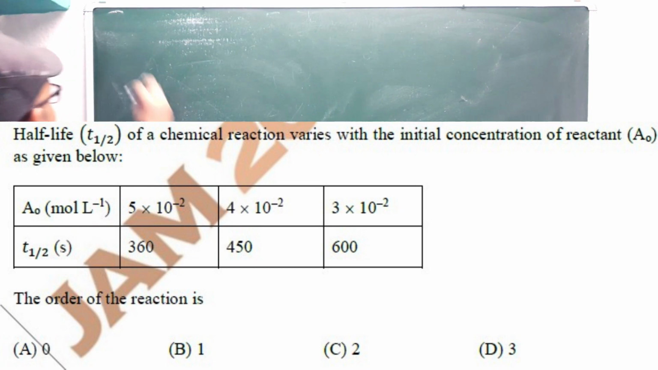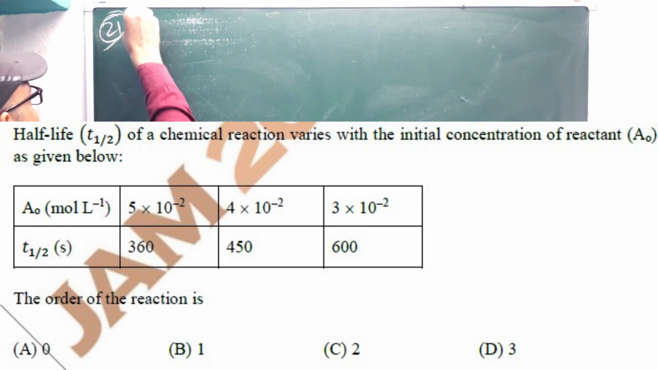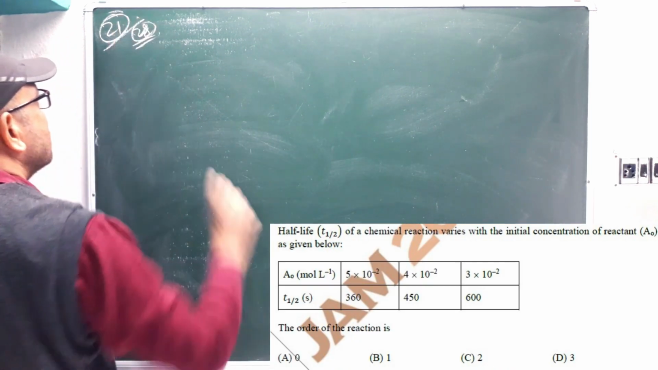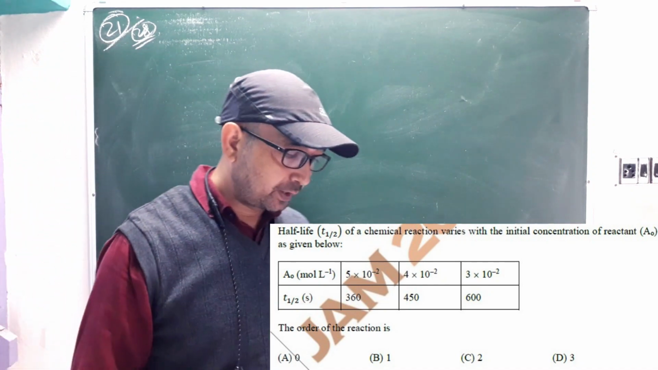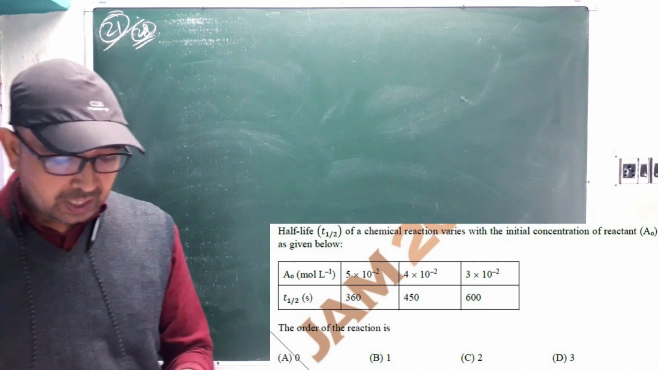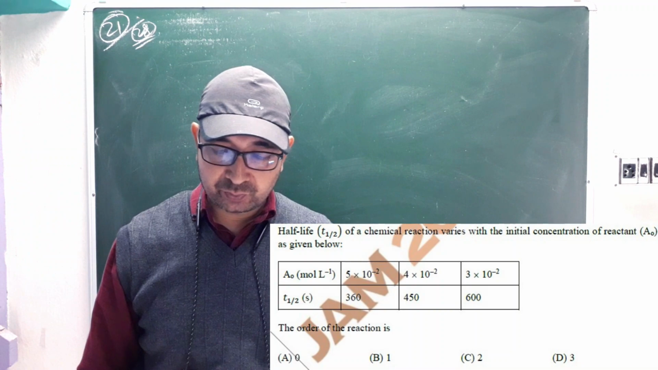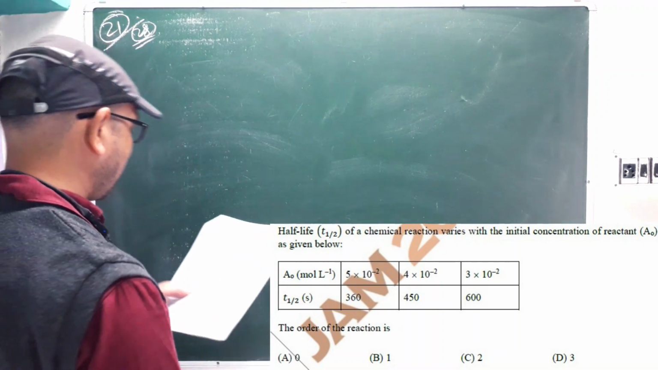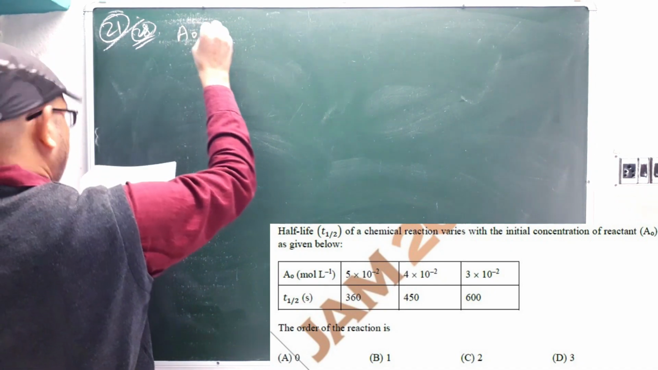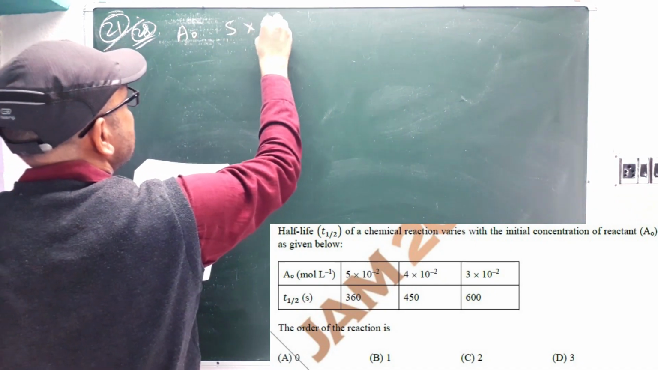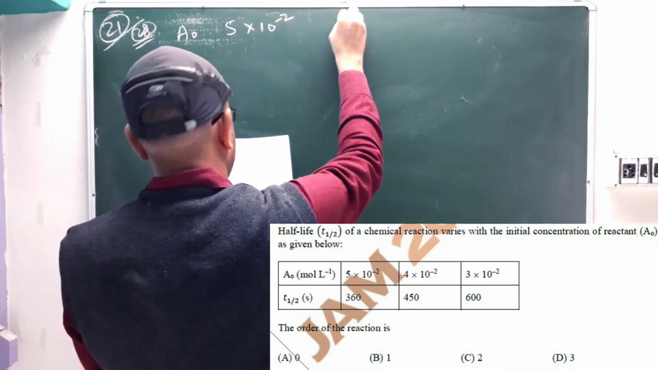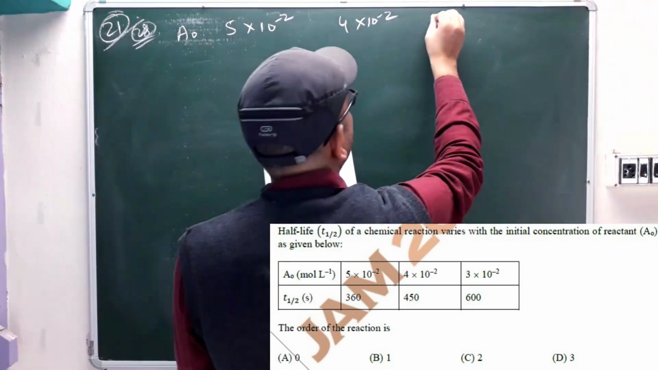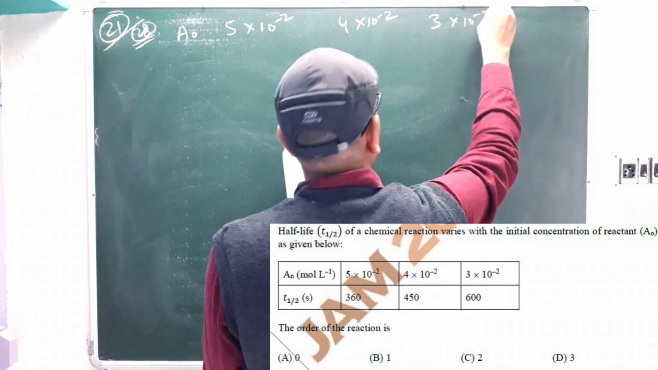So now a question from 2021. Question number 28, asked in 2021. You can see the question on screen. Half-life of a chemical reaction varies with the initial concentration of reactant as given below. Okay, initial concentrations they have given: one is 5 into 10 to the power minus 2, one is 4 into 10 to the power minus 2, all in mole per liter, right? One is 3 into 10 to the power minus 2.